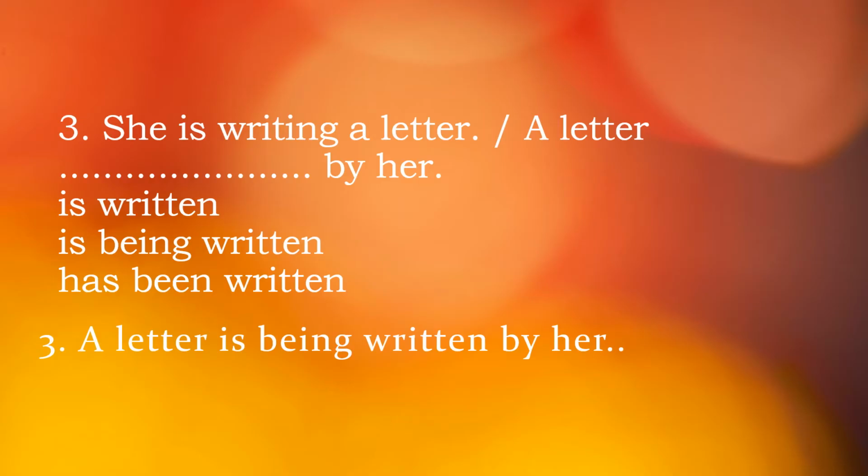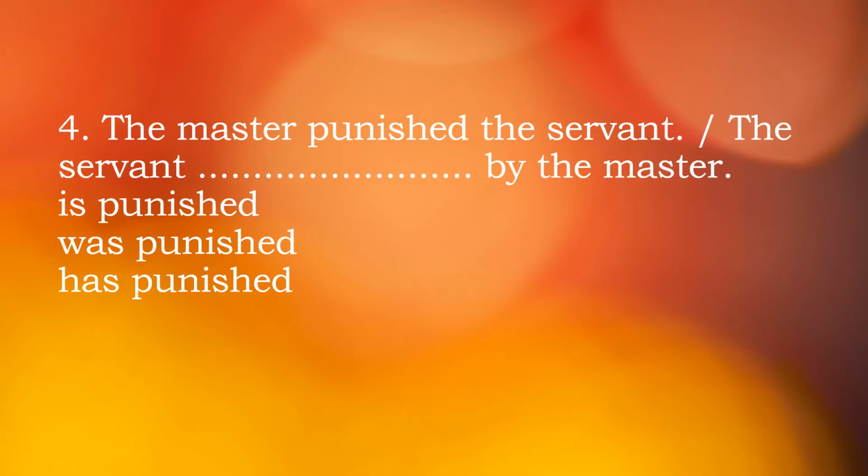So let's start the next question. Number 4. The master punished the servant. So which tense is it? Do you understand? It's actually past simple tense. So in case of past simple tense, what would be the answer? Would you take was or were? In case of past tense, after the subject, you take was or were, then be3, then by, then the object.